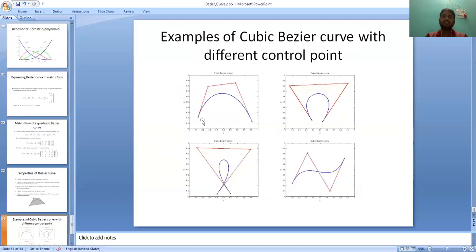Now you can see that there are four control points. There are different cubic Bezier curves, and this difference is due to the control points changing their position. There are four control points, and the Bezier curve is drawn in such a way. There are four different control points, and the Bezier curve is drawn in such a way, and so on for the other sets of four control points.